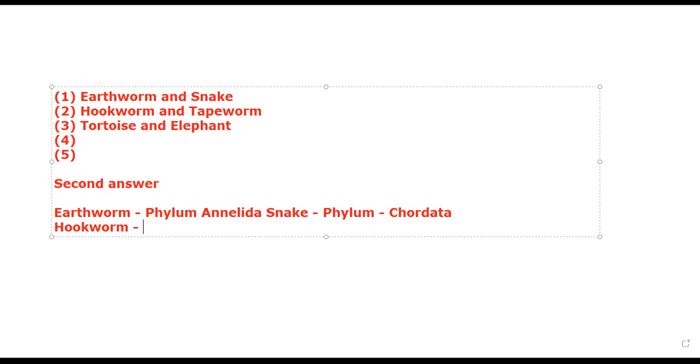Second one given, hookworm. Hookworm belongs to phylum Nematoda. You don't have much idea about the phyla from your previous grades, but in this grade, inshallah, you will get a full idea. I have got the rest of the answers: sea anemone and sea cucumber, and finally butterfly and bat.